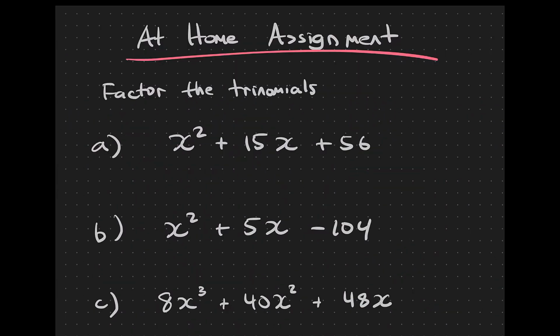All right, guys, so we are done this lesson, and here's the at-home assignment that you are to complete and bring to me next class. So you're going to factor these three trinomials. First one is x squared plus 15x plus 56. And remember, what we're trying to come up with is two binomials.